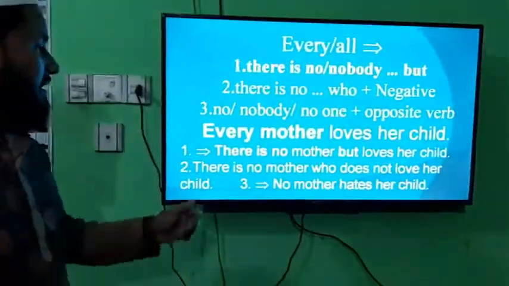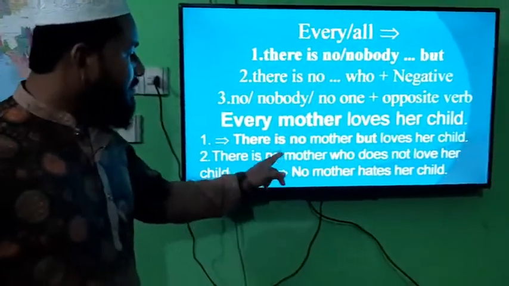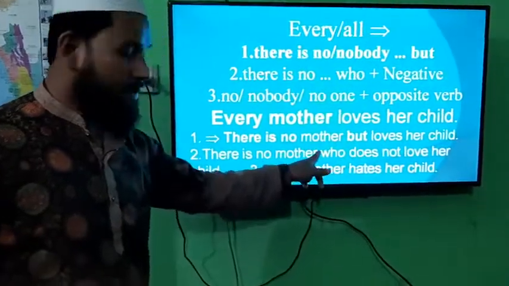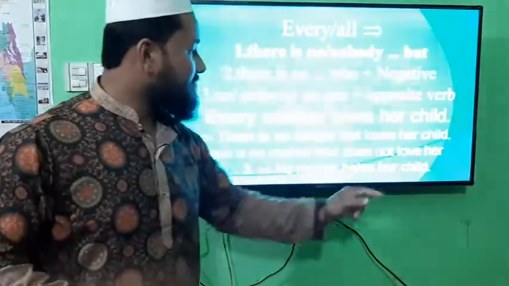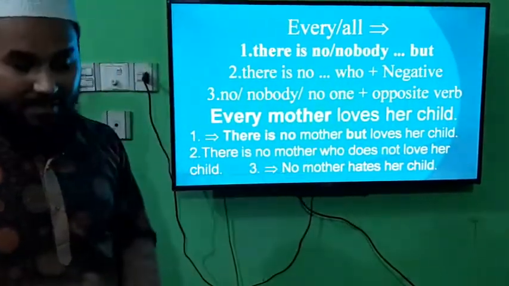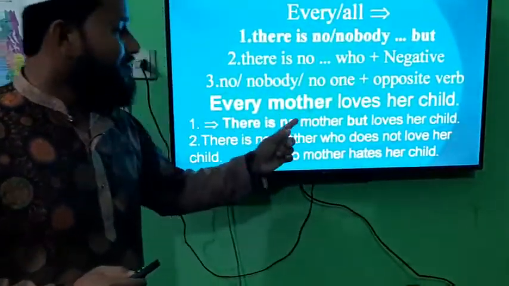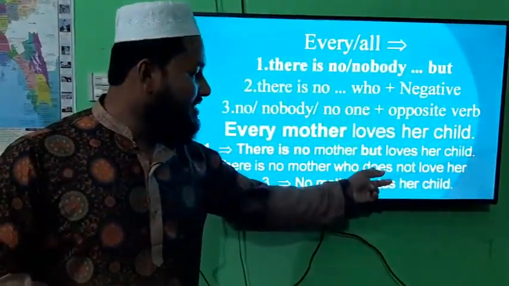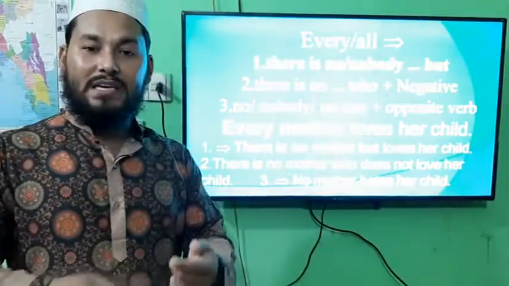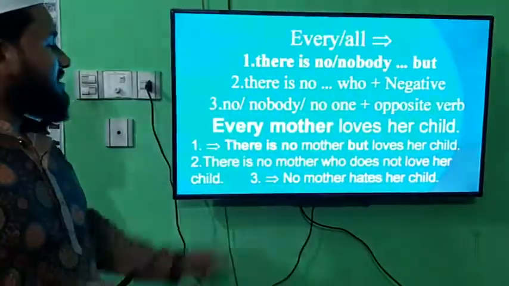Another example: there is no mother who. As I use who here, I have to make the verb negative. How will you make it negative? We need an auxiliary verb and not. But here there is no auxiliary verb, so we take help from the do verb. So we use here does not love. Why do I use does here? Because there is s with the verb. Okay. Next, number 3.